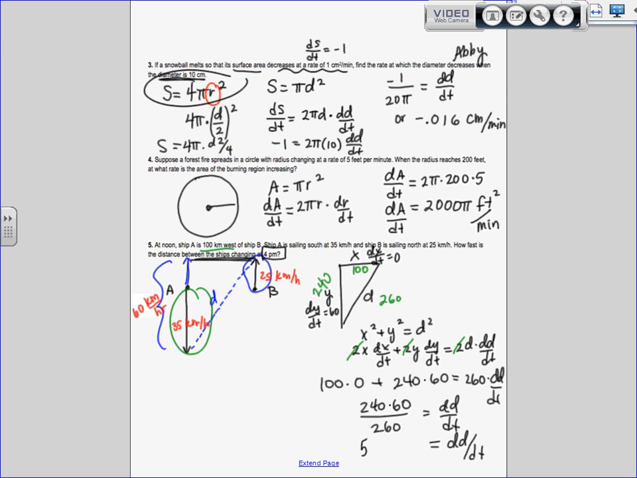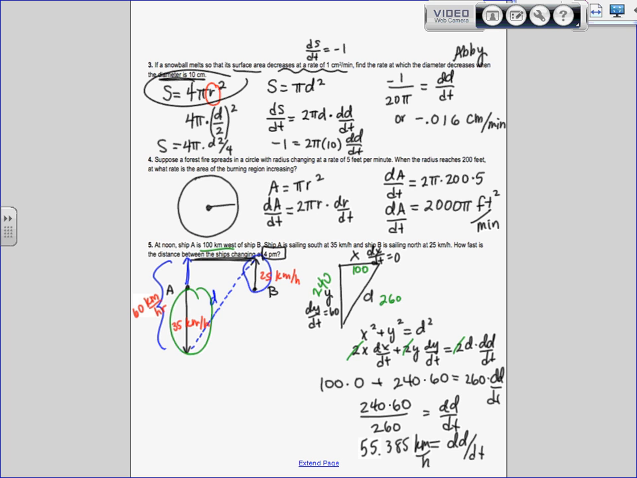So you get 55.385 kilometers per hour. That's your answer. Okay, so it's a little bit different. You had to think about making it into a shape that made sense, right? Making it into that right triangle.